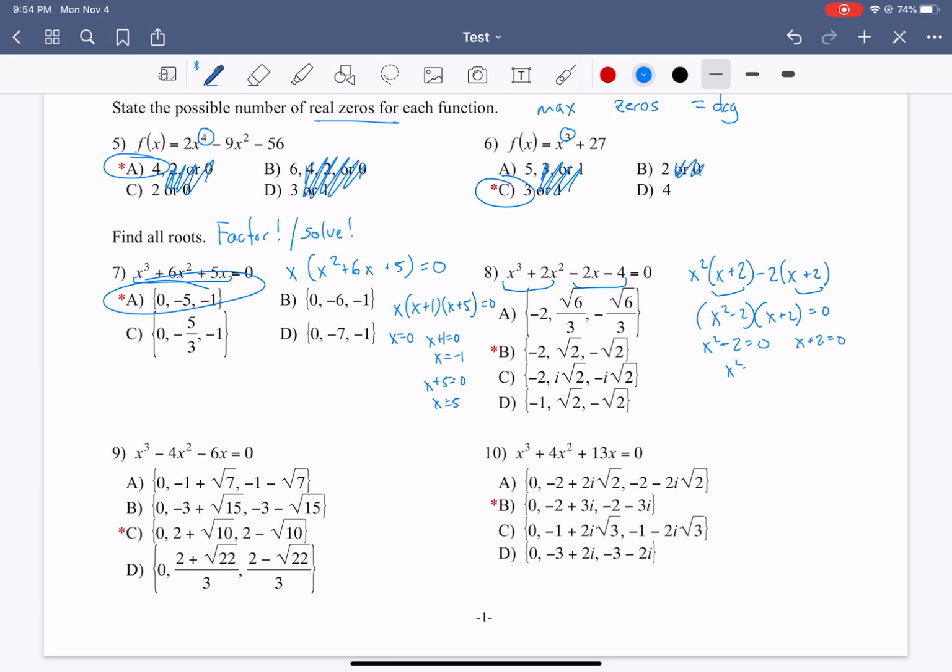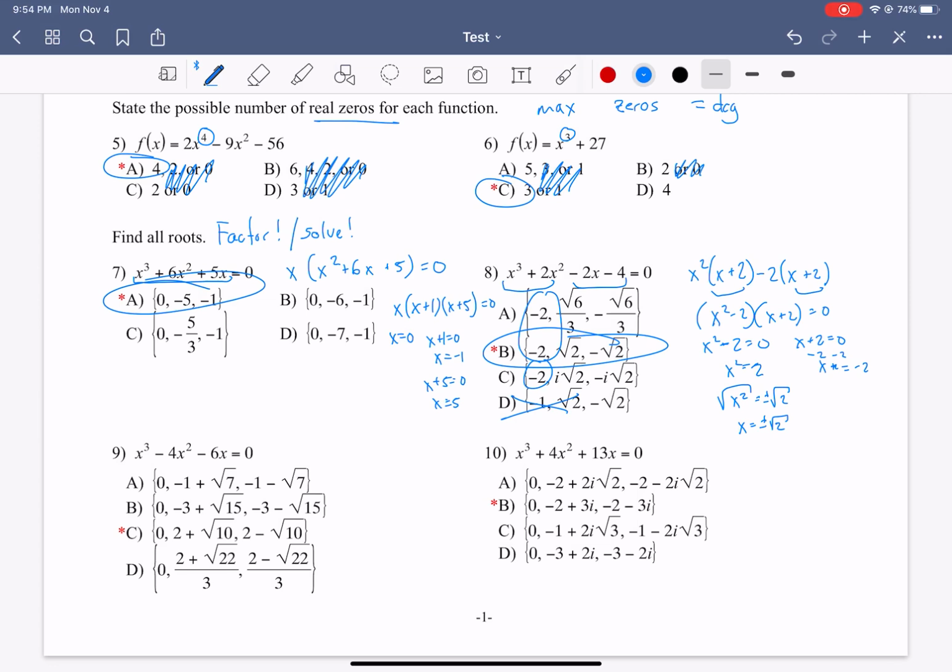So then we always just set them equal to 0. So we get x squared equals +2. So if we take the square root of both sides, we get x is equal to positive or negative square root 2. And over here, we just subtract 2 on both sides. So we get x is equal to -2. So we could have ruled out D right away, and then we wanted just square root 2 and negative square root 2. So our correct answer is B.